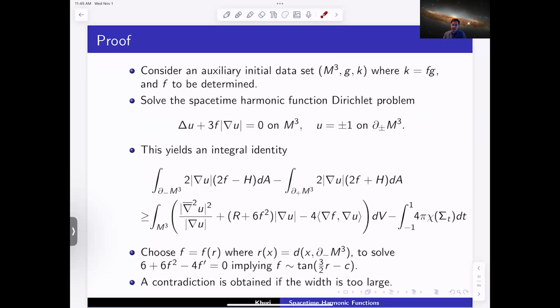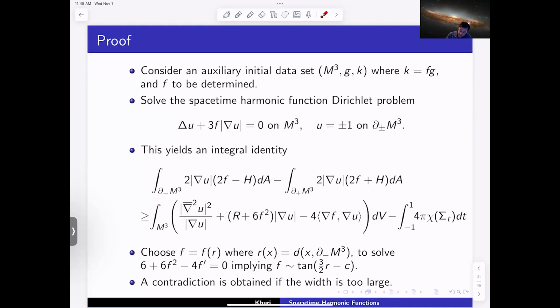So it's an umbilic initial data set where f is just an arbitrary function, say a potential to be determined. In that case, if k is of this form, then we get the spacetime harmonic equation that looks like this, with 3 times f as the coefficient. We solve this equation where the function u has Dirichlet conditions 1 on one of the ends of the components and -1 on the others to get a non-trivial spacetime harmonic function whose level sets foliate this manifold.